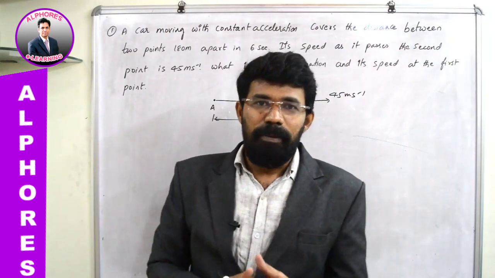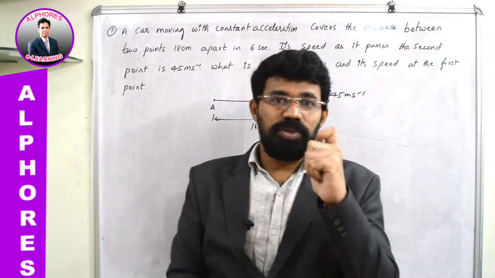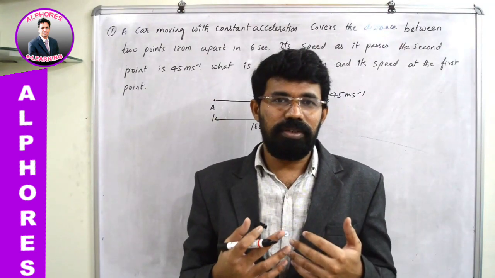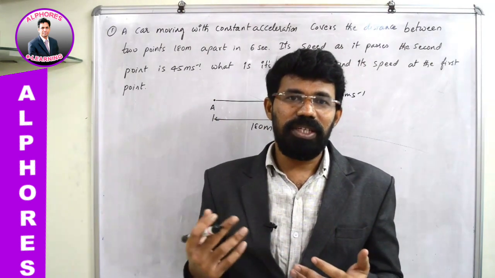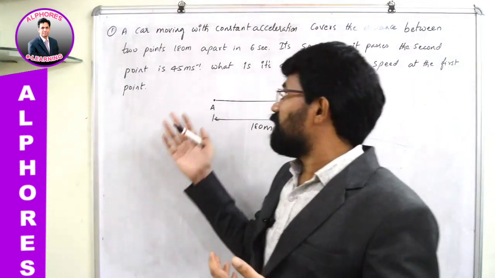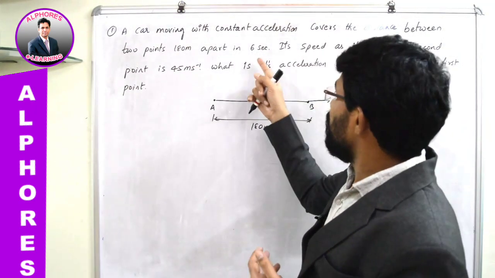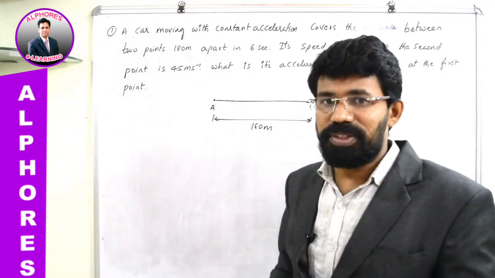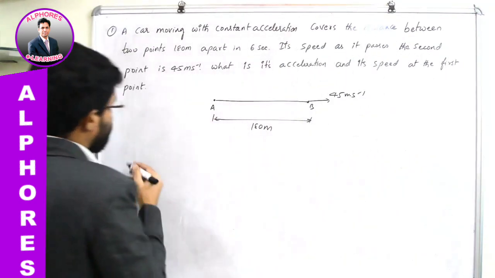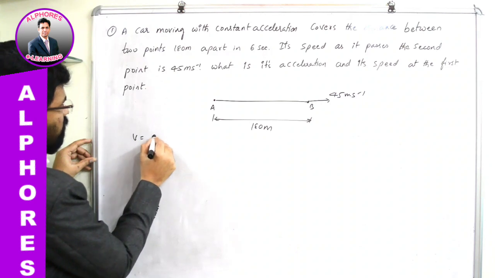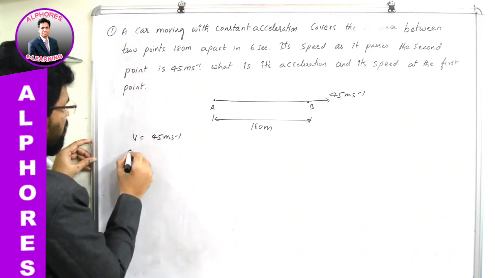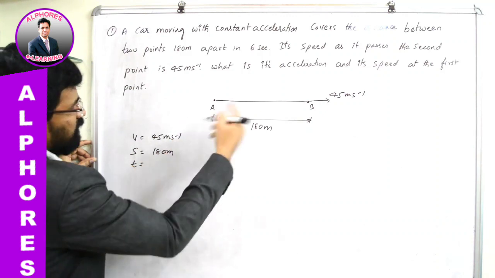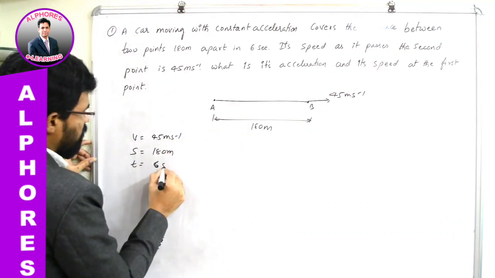Remember students, based on the data given in the question, you have to choose the appropriate equation. It's not like I want to go with V square minus u square is equal to 2as. Here time data is given, 6 seconds. Distance of separation between the 2 points is given. Final velocity is given. So the given parameters are V is equal to 45 meter per second, S is 180 meter, and the time of journey between these 2 points is 6 seconds.